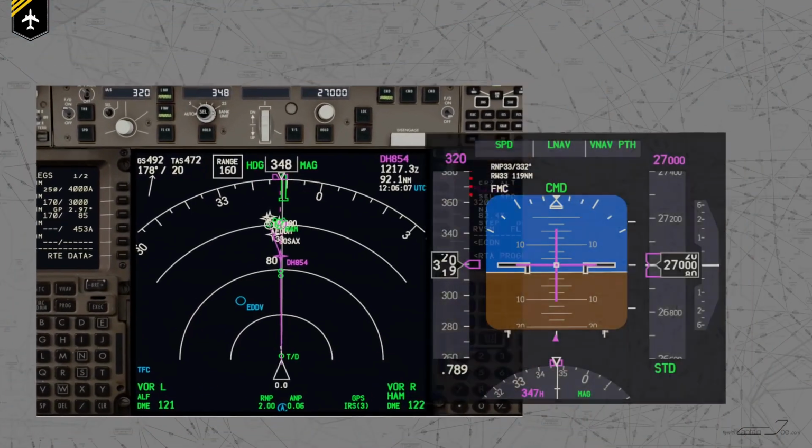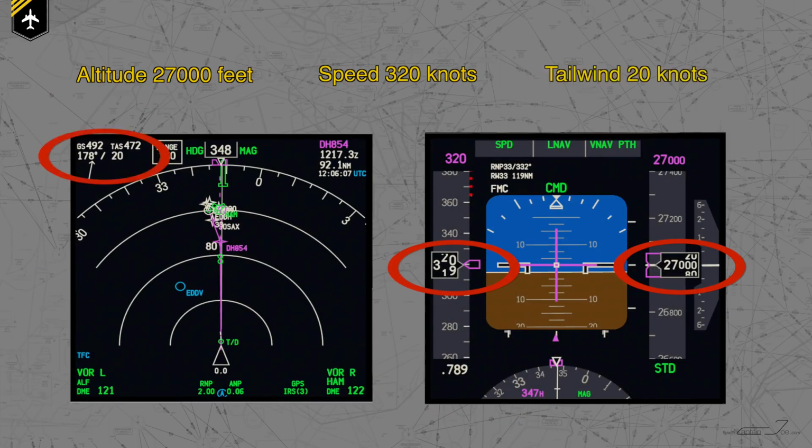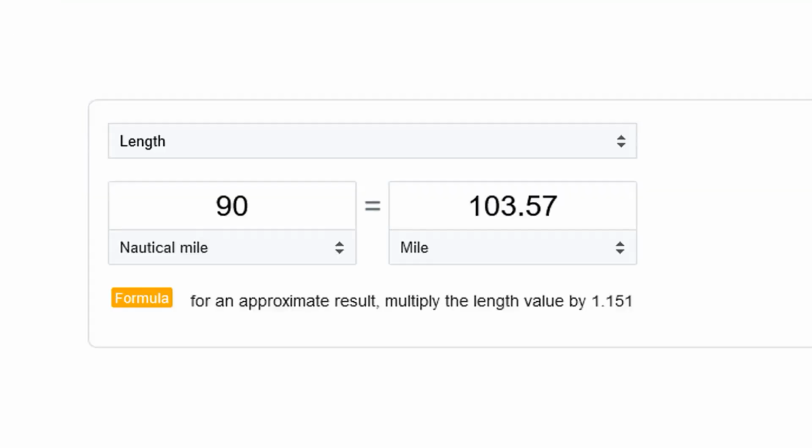As you see on the PFD and ND, we're at 27,000 feet with a speed of 320 knots. We want to calculate the distance we need to fly a continuous descent profile. So we're going to cross out the last digits and divide that by 3. So 270 divided by 3 equals 90. So 90 nautical miles is the minimum distance we'll need for our descent. Here we need a minimum of 90 nautical miles of flat land, or flat baseline, to calculate our descent. 90 nautical miles equals about 103 miles.